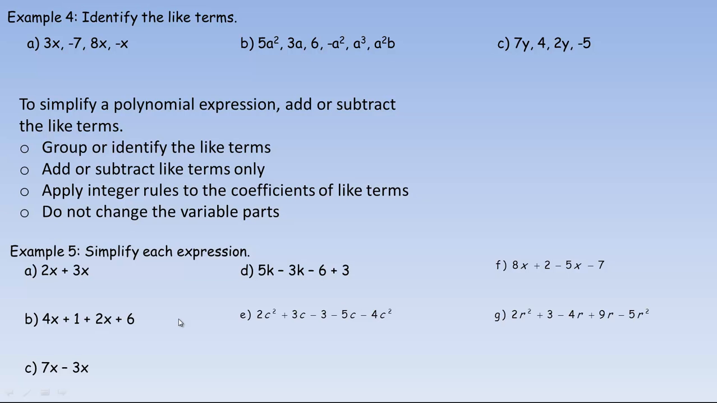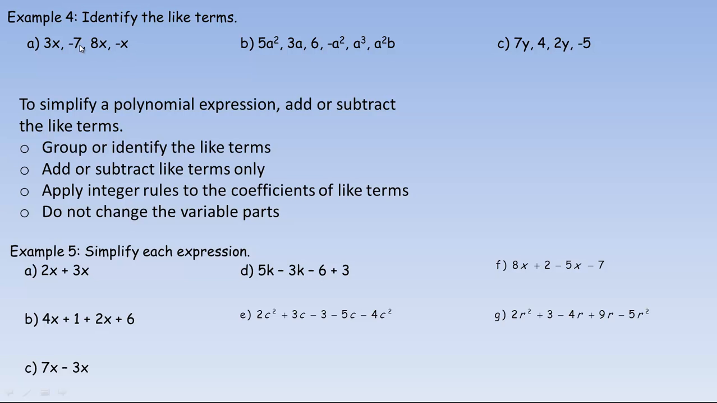Last page here, and we've got a couple different examples. We're going to talk about like terms in example 4, and then do some adding and subtracting in the last part. Like terms are terms that have the same variable and also the same exponent or power on it. If you look in A here: 3x, negative 7, 8x, negative x, there are 4 terms.